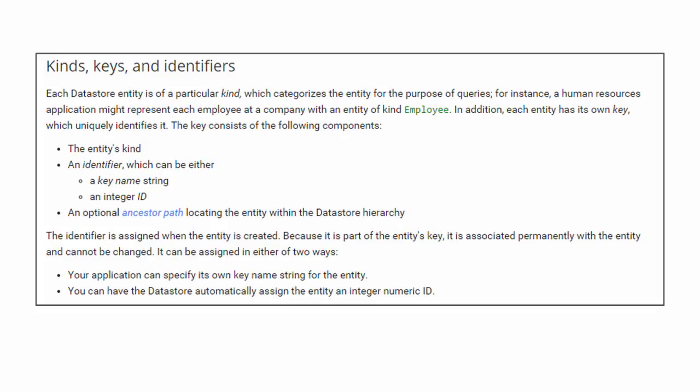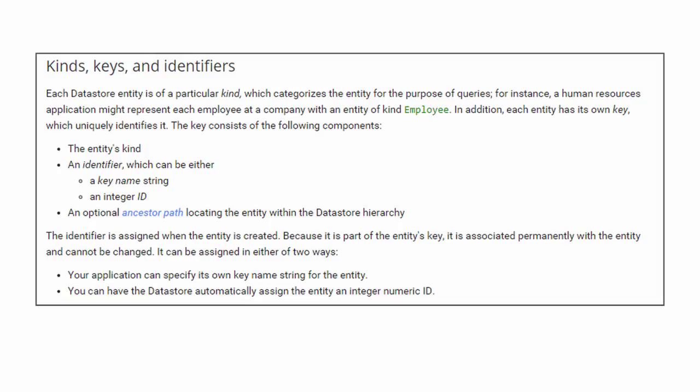Finally, code. All right. Each Datastore entity is a particular kind. So how's it go? Kind, and then what? Entity, and then what? Properties. So each Datastore entity is a particular kind, which categorizes the entity for the purpose of queries. For instance, a human resources application might represent each employee at a company with an entity of kind employee.